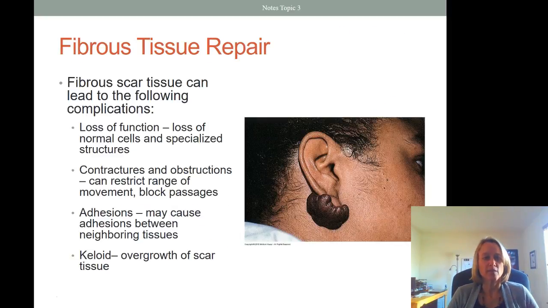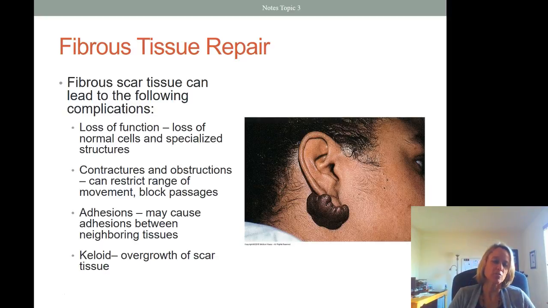Fibrous tissue repair. Fibrous scar tissue can sometimes occur, leading to various complications. One is a loss of function. We can lose the normal cells in specialized structures. So like with a heart attack, we don't have those contractile cardiac cells, so we lose some of the functioning of the heart. It can cause contractures or obstructions.